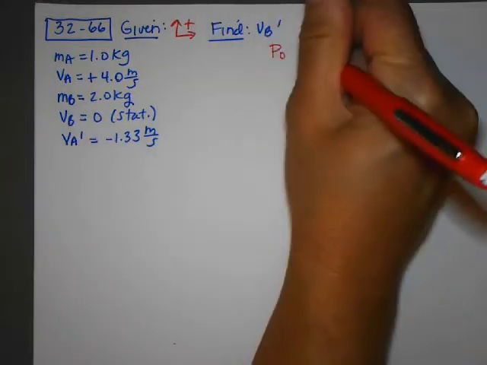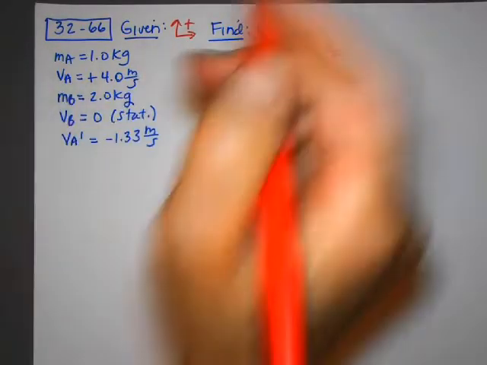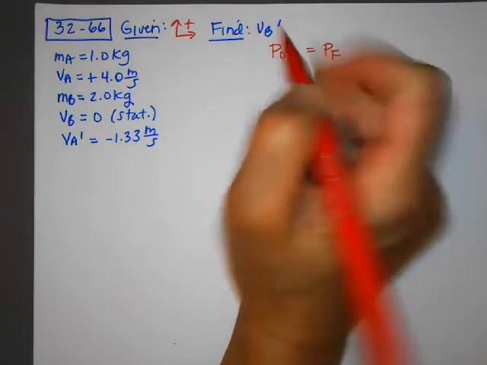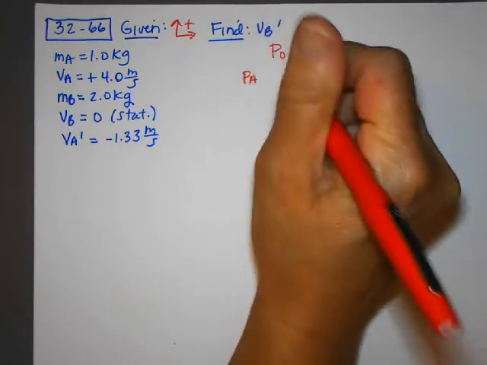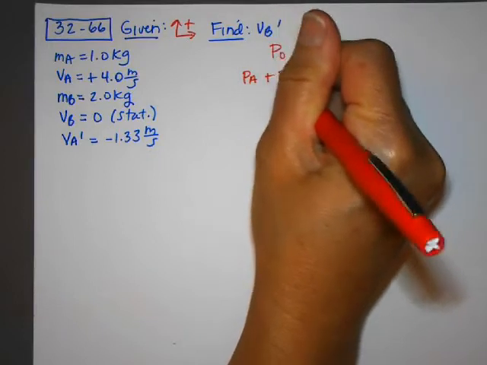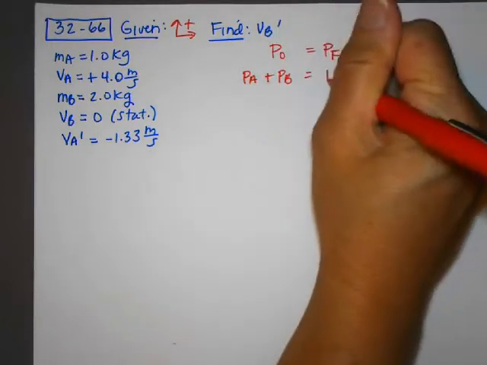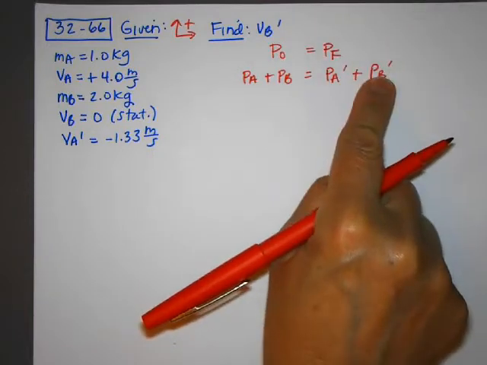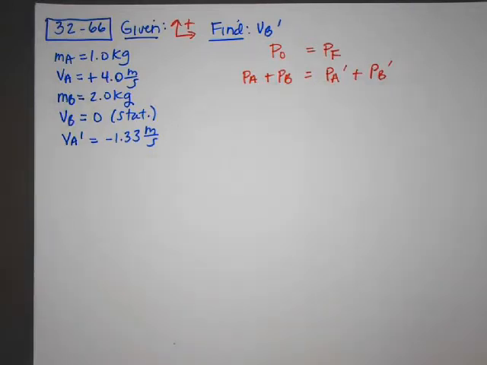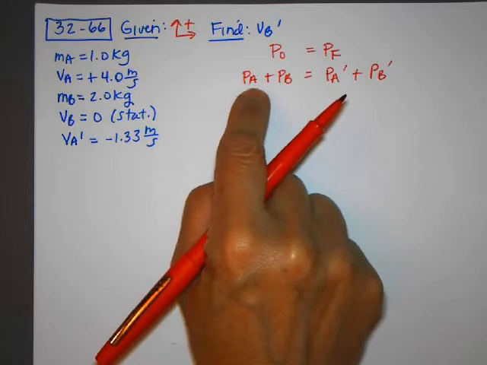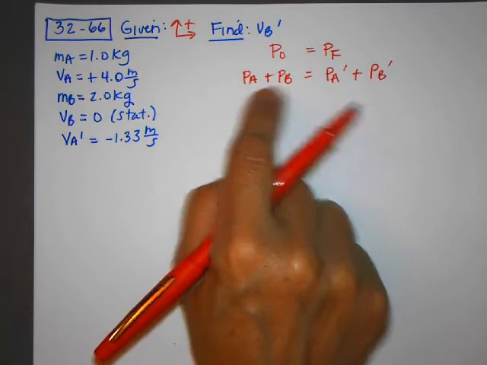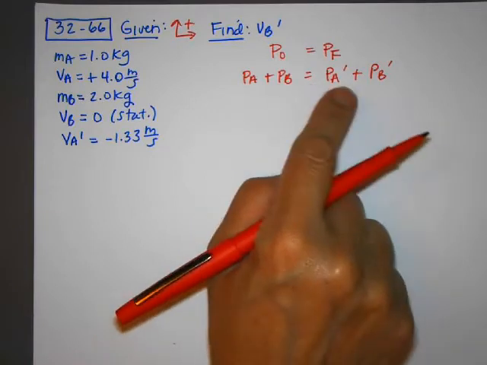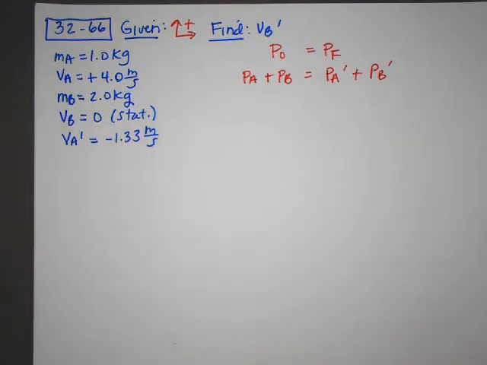So conservation of momentum says the total momentum before is equal to the total momentum after. So P naught is equal to PF. The total momentum before is the momentum of A plus the momentum of B, and then we're going to say PA prime plus PB prime, where the prime means after collision. A lot of books use a double subscript, so they would say PA naught or P1 naught, then PB naught, and then PAF. So you can use a double subscript if you want.